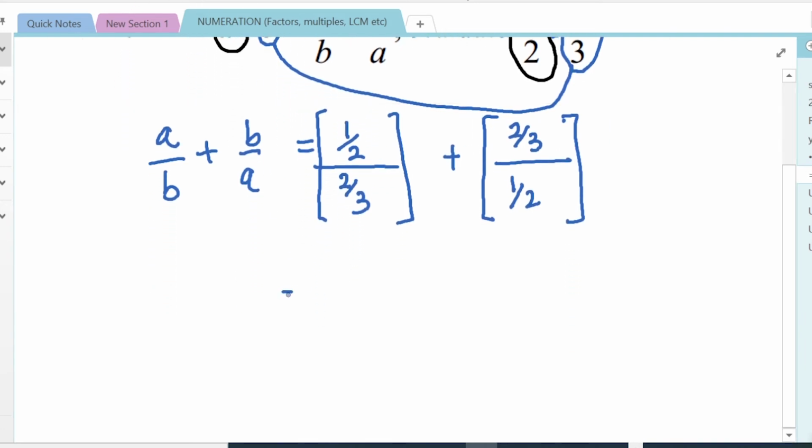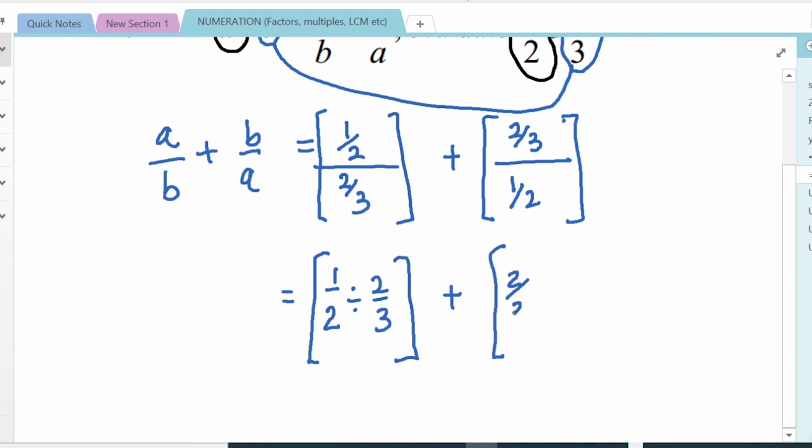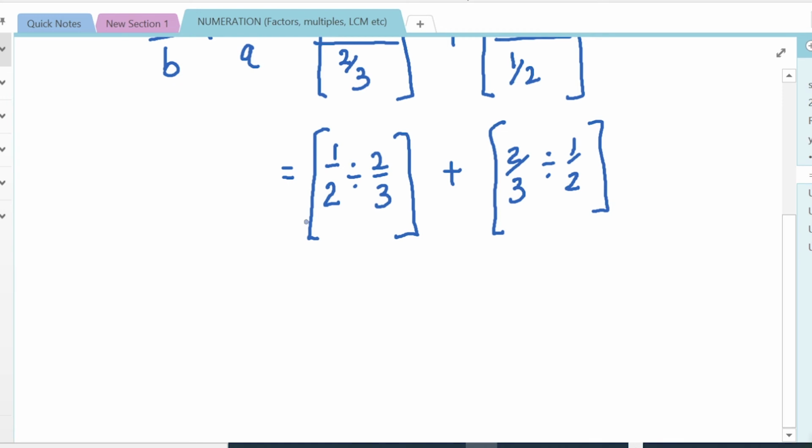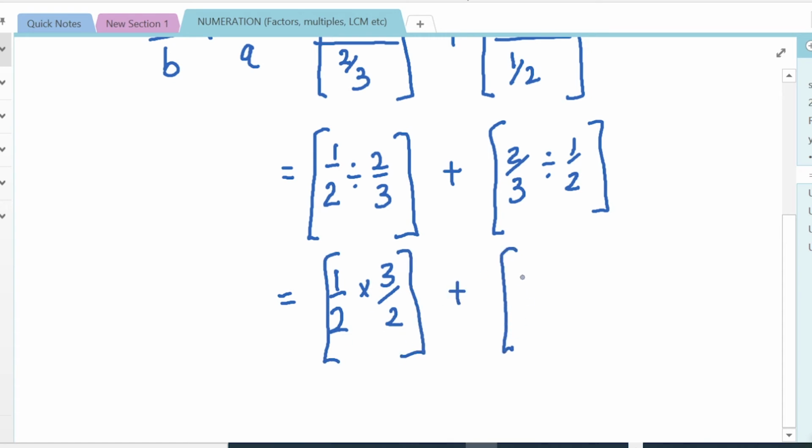So this is going to become, let me put this in its own bracket. This is a half, divide by 2/3, plus 2/3 divide by a half. So of course you know that we are going to find the reciprocal here. This is going to become a half multiplied by 3 over 2, plus 2/3 multiplied by 2 over 1.